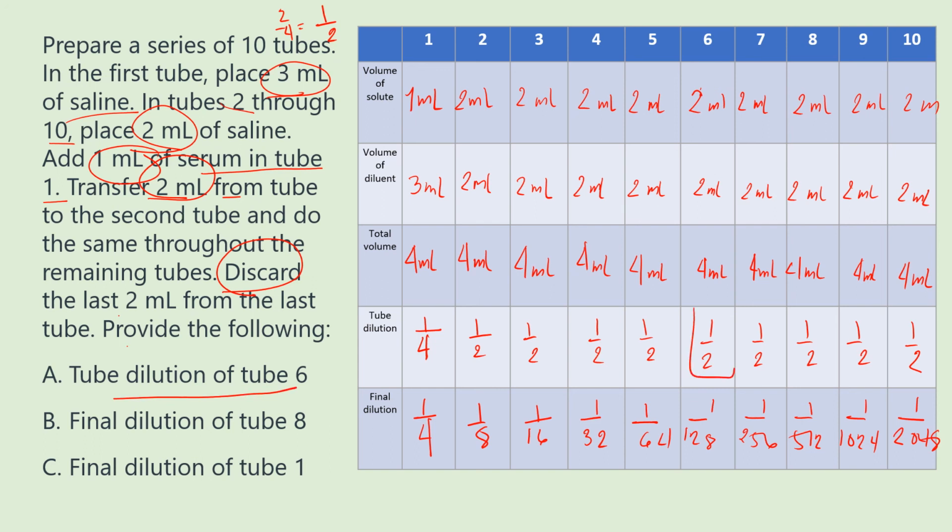So what is the tube dilution of tube number 6? You have 1 over 2. The final dilution of tube number 8 is 1 over 512. And the final dilution of tube number 1 is 1 over 4.